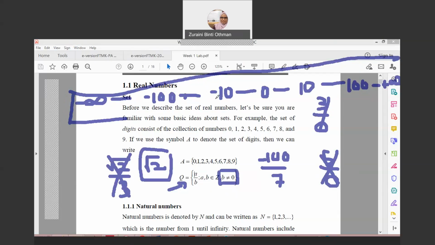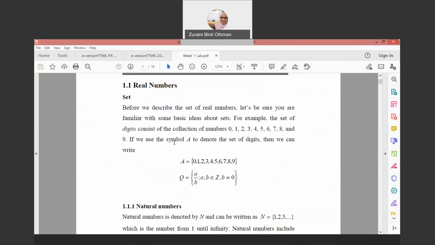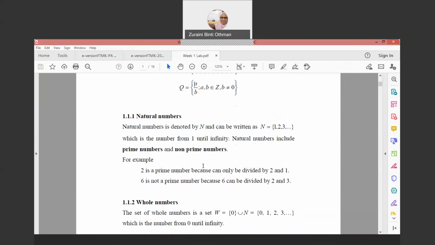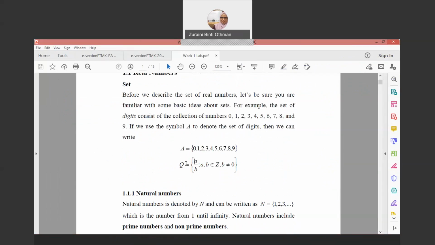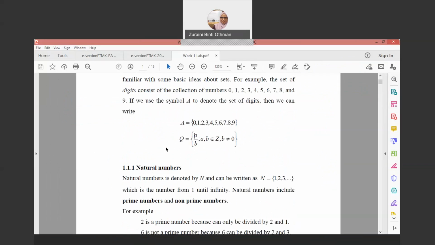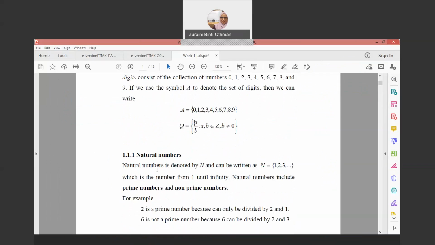Okay, contohnya semua ni kita panggil dia sebagai real number system. Okay, so next is natural number. What is natural number? What is the difference between natural number and real number? Okay, natural number, actually natural number is a number in the real number system. Dia dalam real number system.